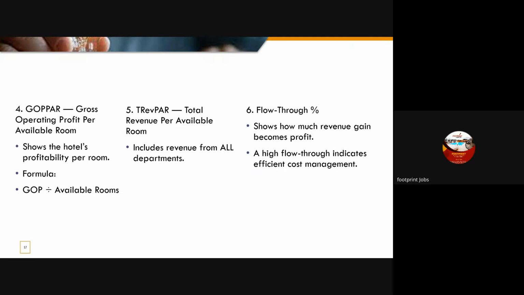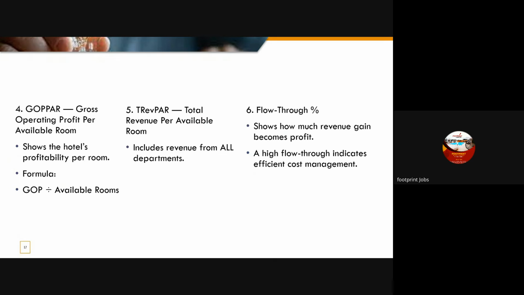Then we have number 4, which is the GOPAR. GOPAR simply means gross operating profit per available room. So you must be able to know what your gross operating profit is. And remember, we established that gross operating profit is the profit that you get after you've deducted all your operational expenses. So what this means is that we are talking about profit gotten after you've deducted everything that you used to make up a room.